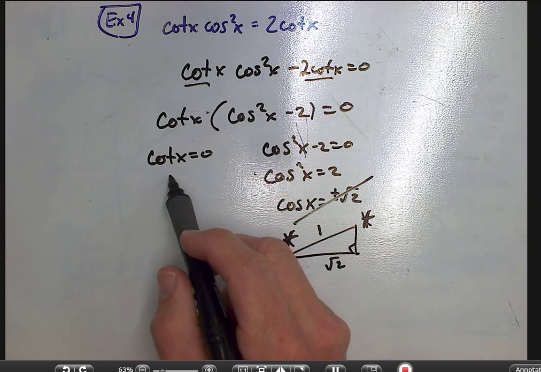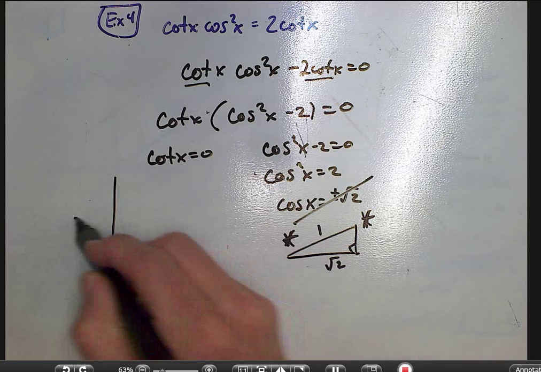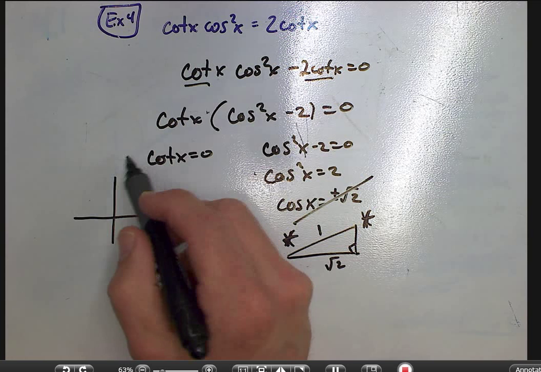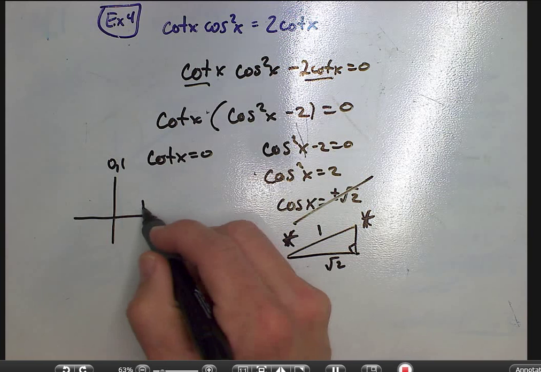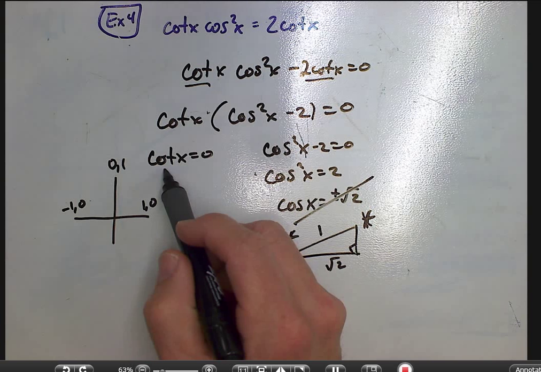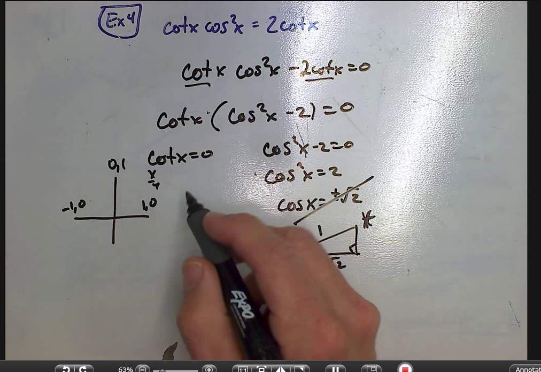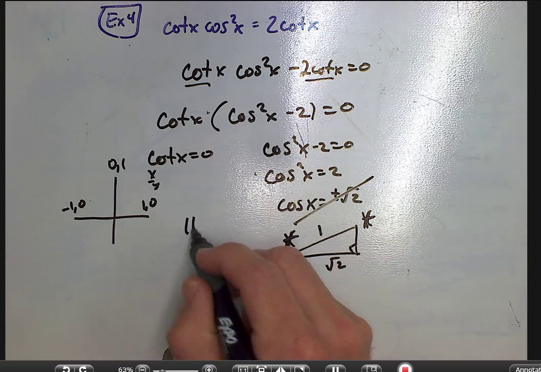Well, cotangent of x equals 0. If we recall cotangent, if it's equal to 0, we've got to go to quadrantal angles. And we go 0, 1, 1, 0, negative 1, 0. We know cotangent of x is x over y. So that means it has to be pi over 2 is the answer.